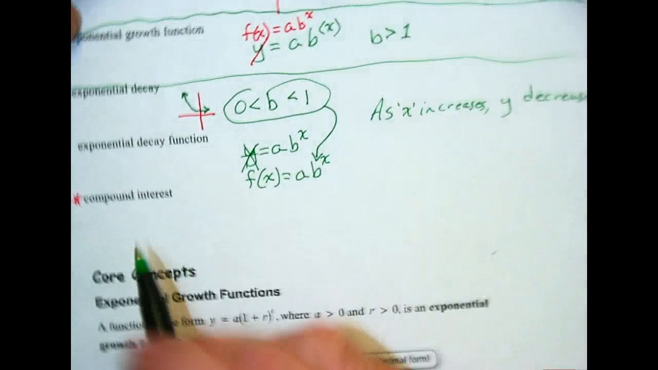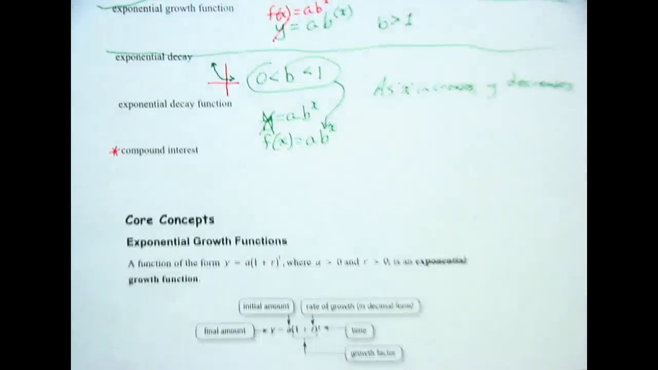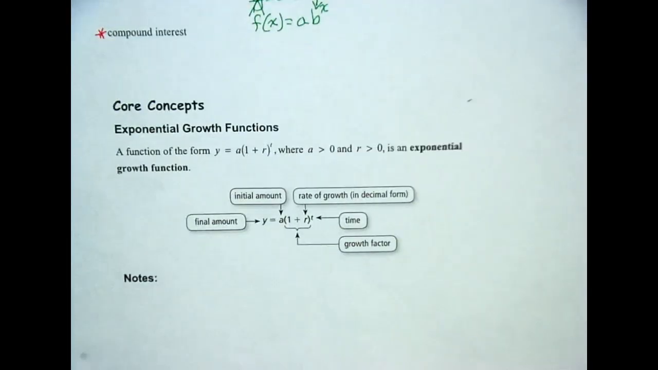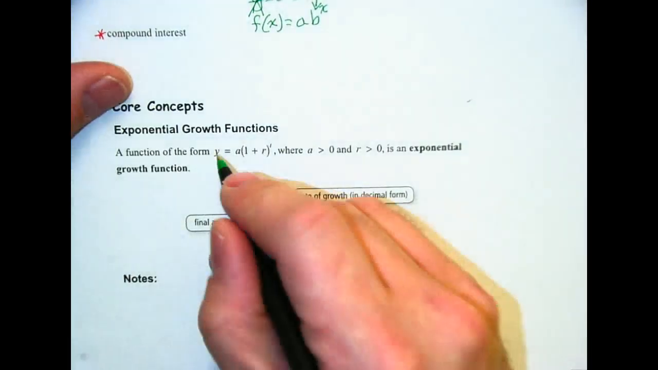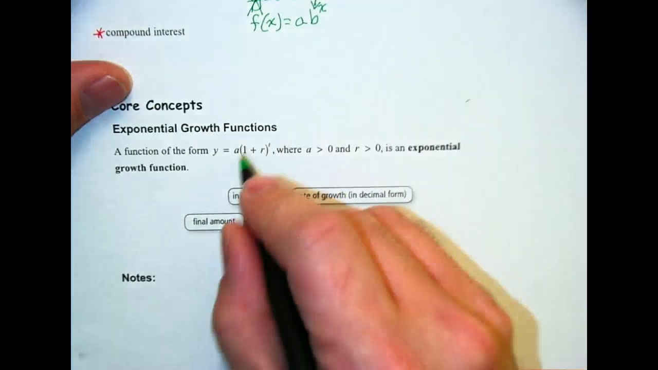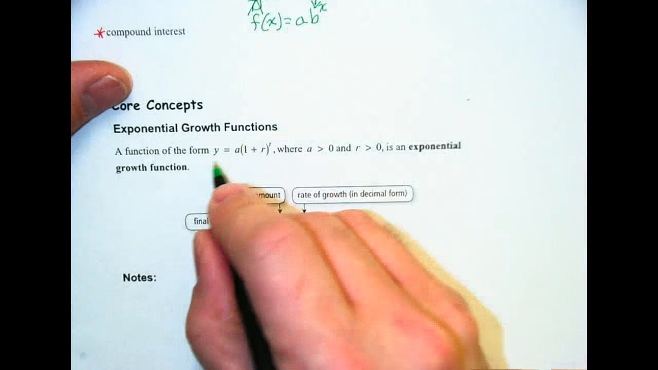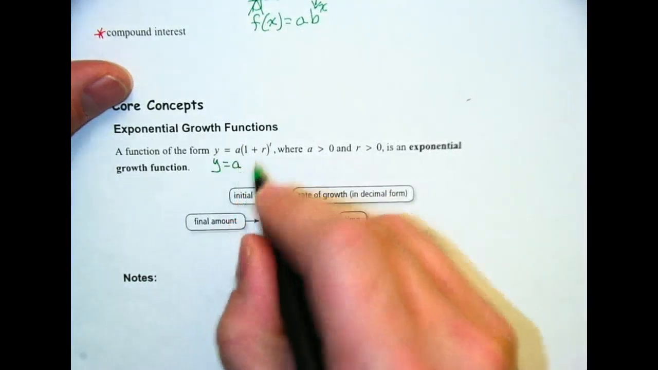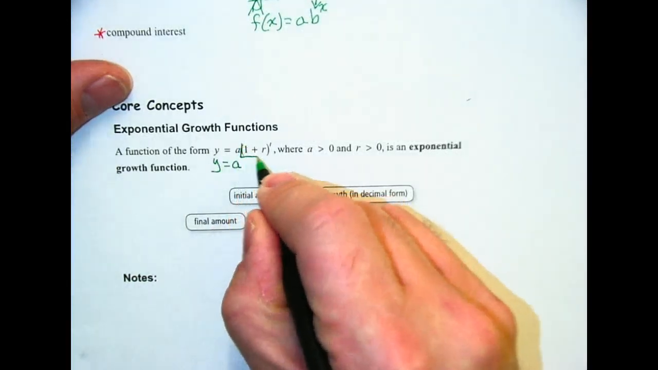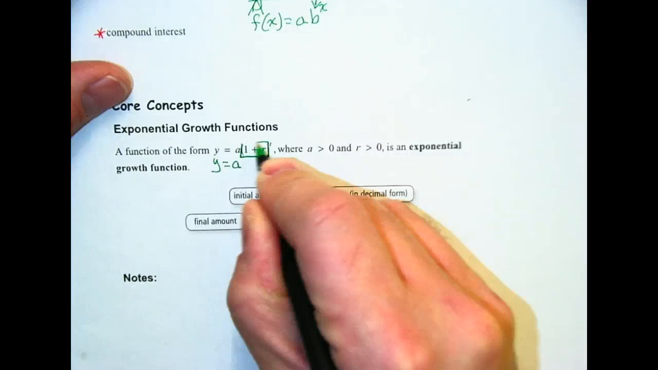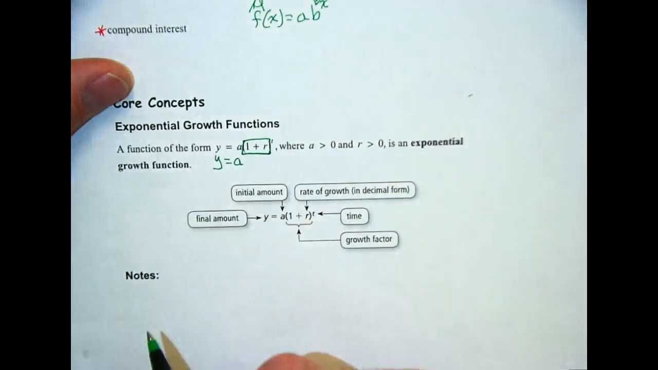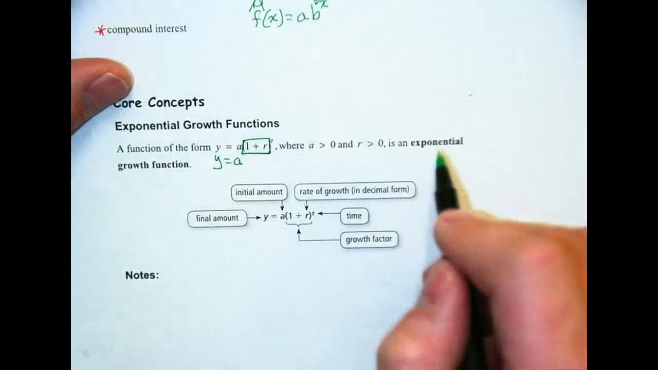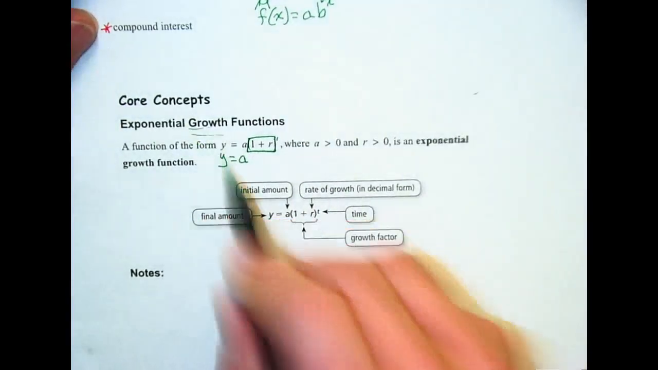Okay, we're going to hit compound interest here in a minute. We're going to be looking at these different functions here. An exponential function, now we've talked about y equals ab to the x. Well, notice in this, they've actually changed it to y equals, they have the a, but they've made b look like this thing right here. They're saying b is 1 plus r, where a is greater than 0 and r is greater than 0. That's a growth function. Okay.